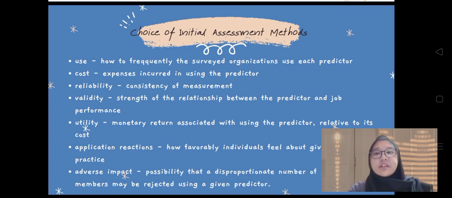Utility refers to the monetary return associated with using the predictor, relative to its costs. And next, we have applicant reaction, which refers to how favorably individuals feel about a given selection practice. And we have the last one, which is adverse impact, which refers to the possibility that a disproportionate number of protected class members may be rejected using a predictor.